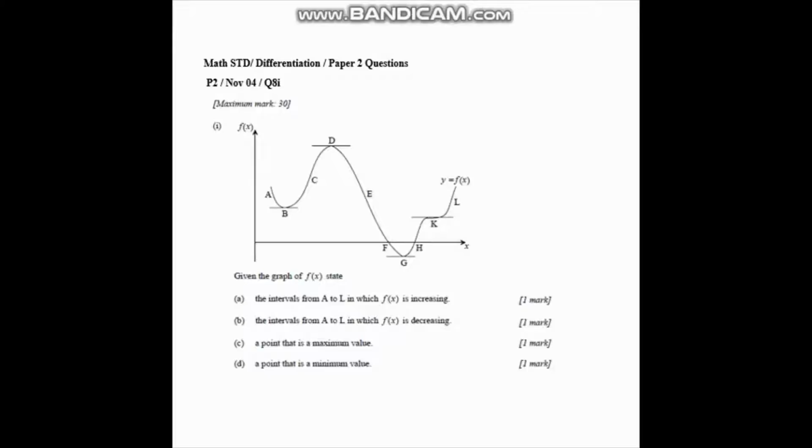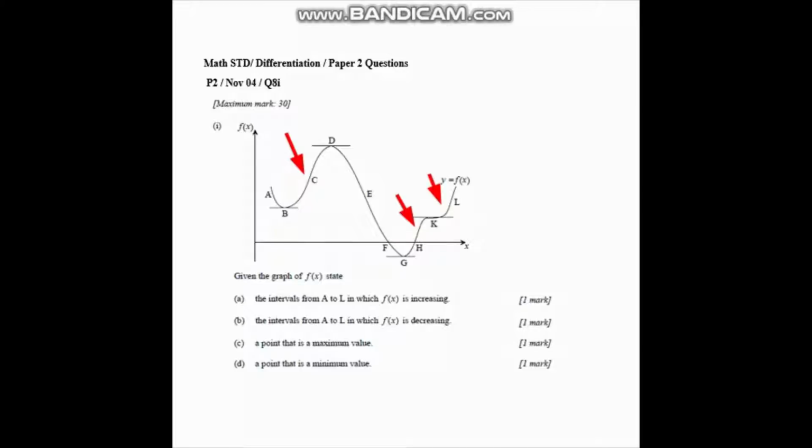I shall now attempt to solve paper 2, November 2004, question 8I. Kindly take a minute, attempt to solve, and the answer shall follow through shortly. So in A, you are required to find the intervals from A to L in which f of x is increasing. Obviously, these are the intervals from B to D, from G to K, and from K to L.